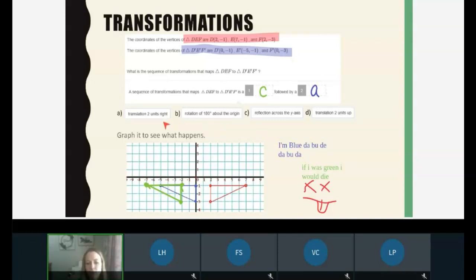Is there a combination here that would also work? Did anybody find a second way to do it? I hadn't thought about that. Sometimes there is, though. Sometimes there's more than one way. I wonder if you could do translation 2 units up.